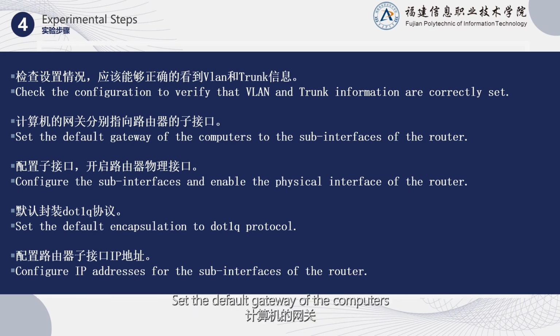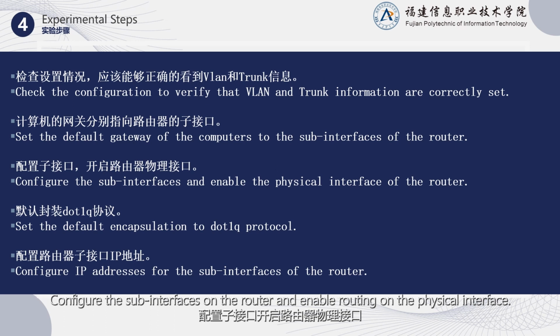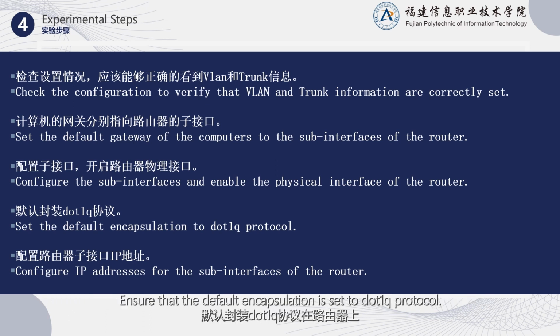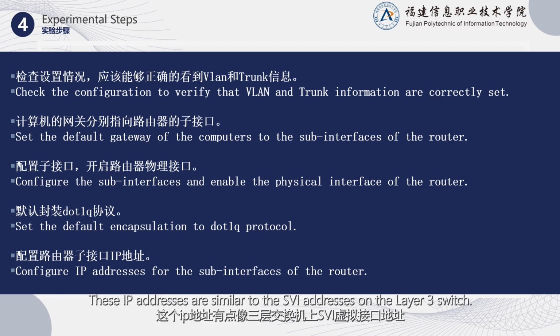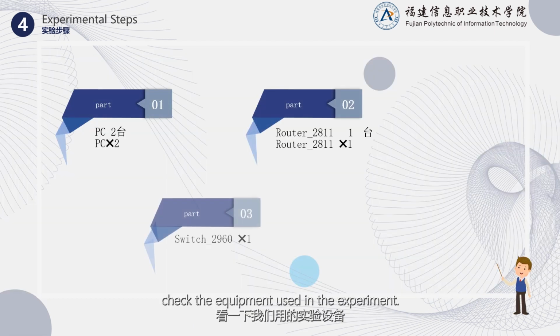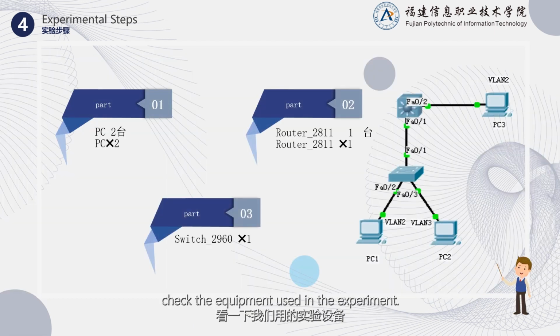Set the default gateway of the computers to the IP addresses of the router's sub-interfaces. Configure the sub-interfaces on the router and enable routing on the physical interface. Ensure that the default encapsulation is set to .1q protocol. Configure IP addresses for the router's sub-interfaces. These IP addresses are similar to the SVI addresses on the Layer 3 switch. Finally, check the equipment used in the experiment.